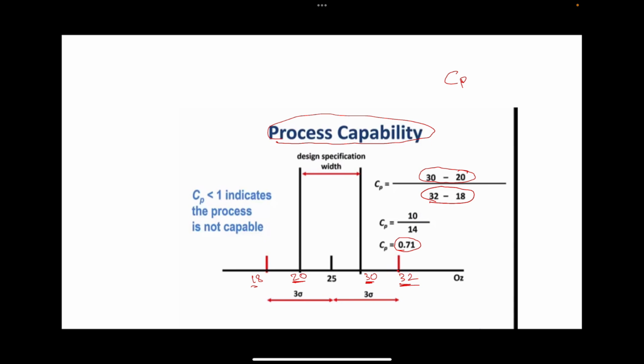We have seen that this process is not capable. So Cp less than 1 indicates the process is not capable. This is how you measure the process capability. That means this is the tolerance limit of the design, divided by the process capability, the difference between the limits. That means 99.73 percent lies between 32 and 18.